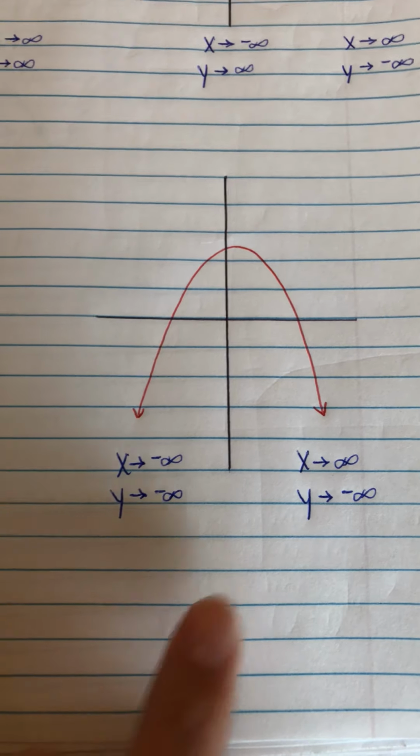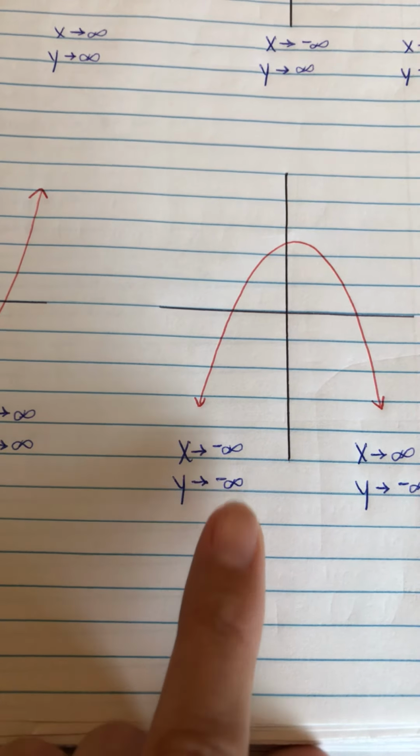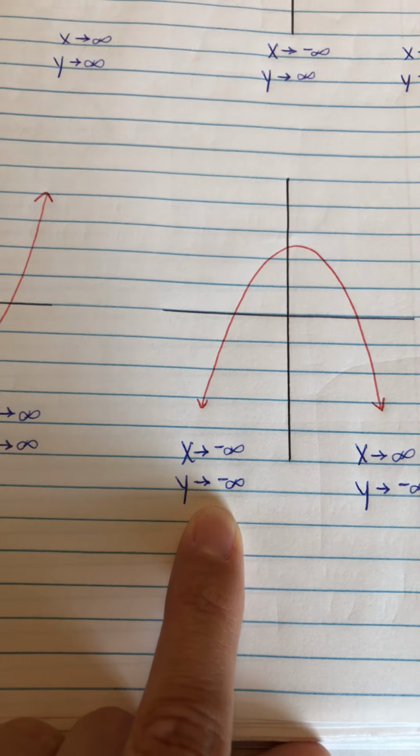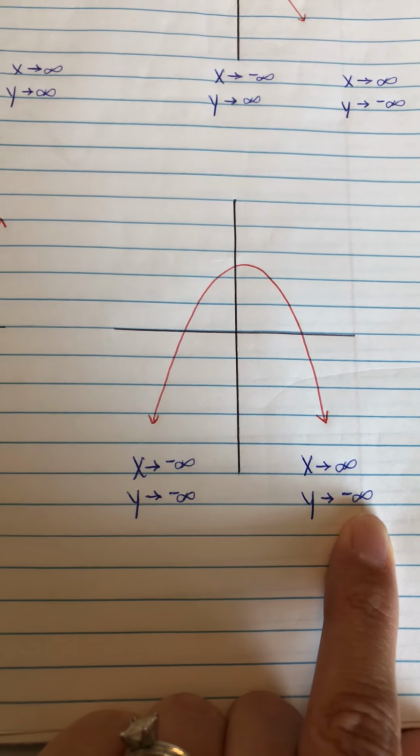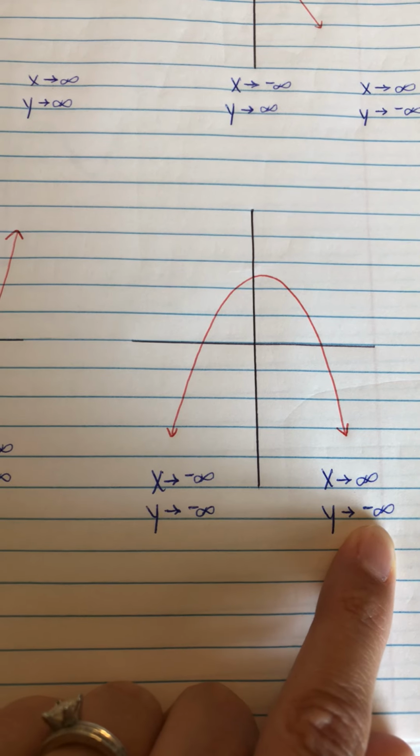Now, if that reflected over the x-axis, this is what it would look like. As x goes toward negative infinity, the y is going down toward negative infinity. As x gets closer to infinity, as it goes to the right, the y is going to negative infinity.